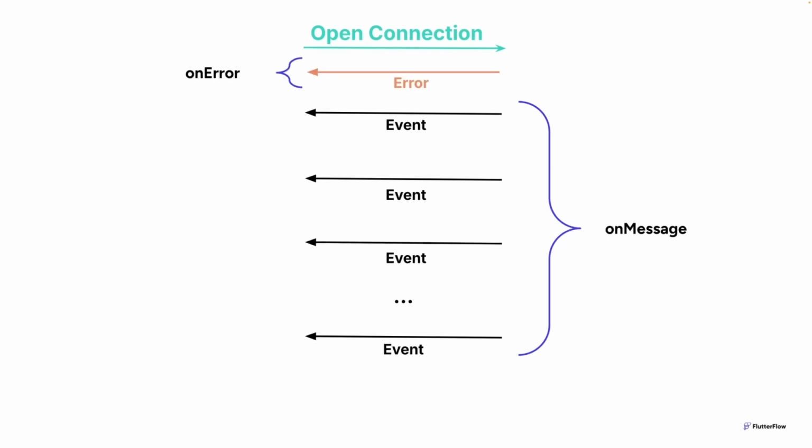On error: this action is triggered when the streaming connection encounters an error. You can use this to handle errors gracefully, such as displaying an error message to the user or attempting to reconnect. On close: this action is triggered when the streaming connection is closed. You can use it to perform cleanup tasks or notify the user that the stream has ended.